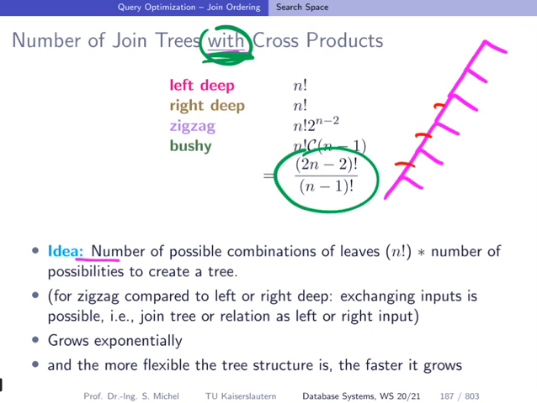So the idea again, look at all possible combinations possible, assigning the relations to the leaves, times the number of possibilities to create a tree given this restriction of left deep or right deep or zigzag, or having no restriction at all for the bushy one. Right? The number of trees grows exponentially, and even more if you're allowing more flexibility in the tree structure. Right? And bushy, of course, grows fastest.